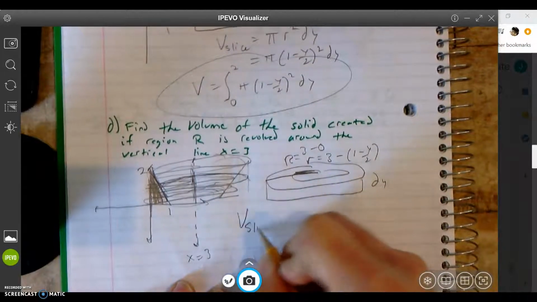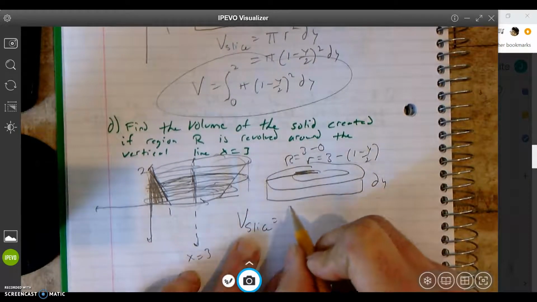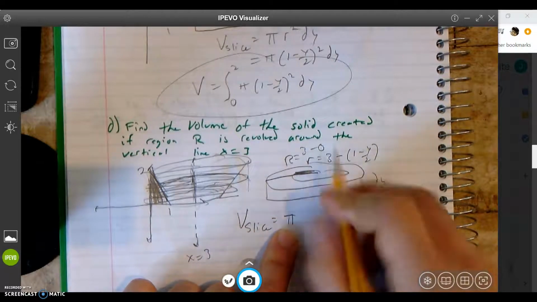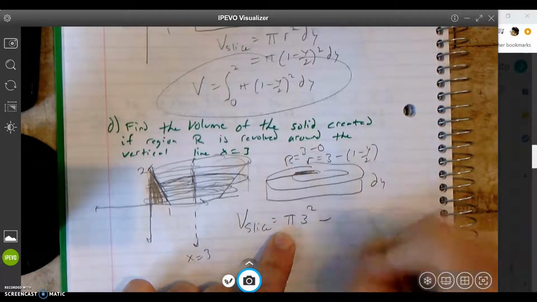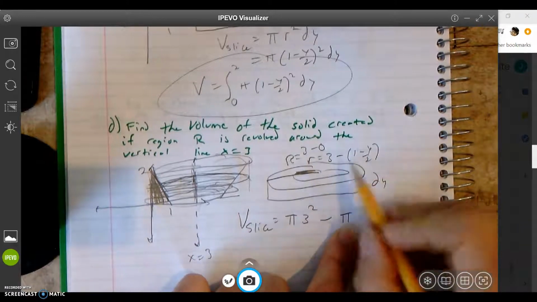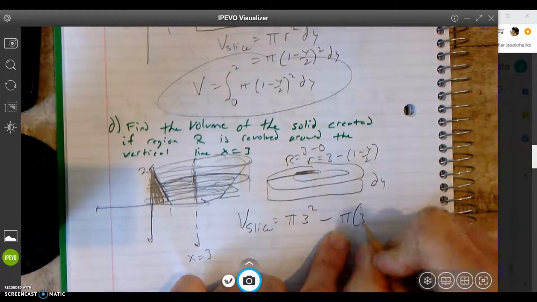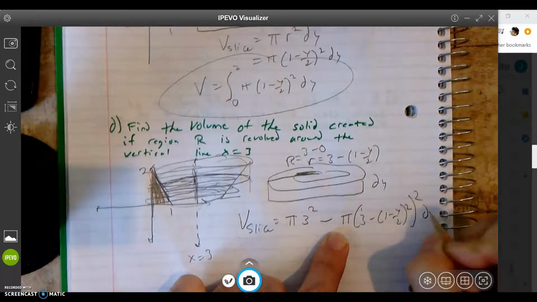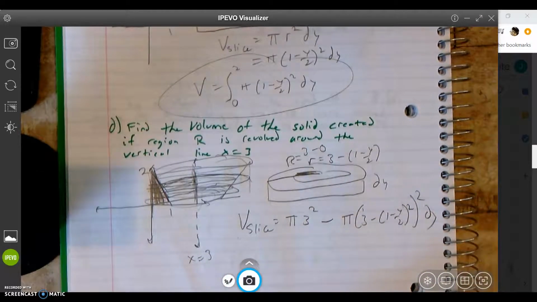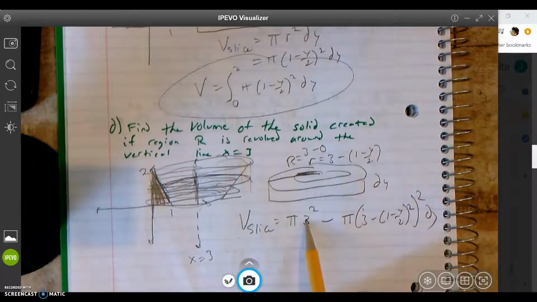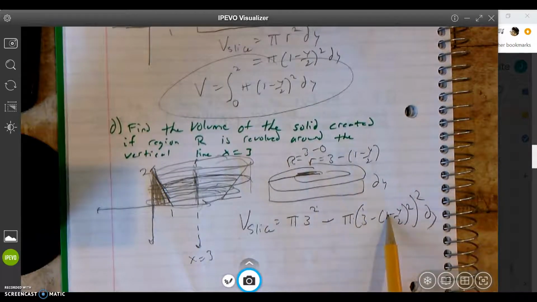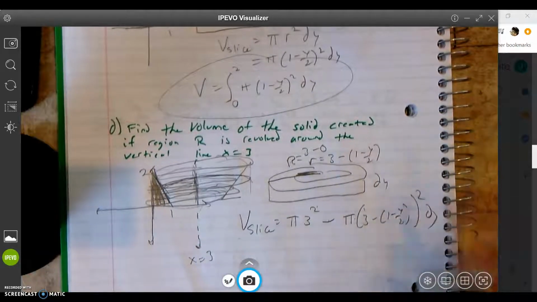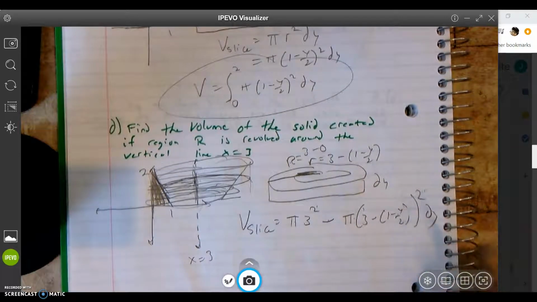Volume of a slice is going to be pi, big circle, which would be 3 squared, minus pi, small circle, (3 minus (1 minus y over 2)) squared, all squared dy. So it's the big circle, pi r squared, minus the small circle, pi r squared. And, oh sorry, this isn't squared right here, my bad. So it's top minus bottom, all squared, dy.